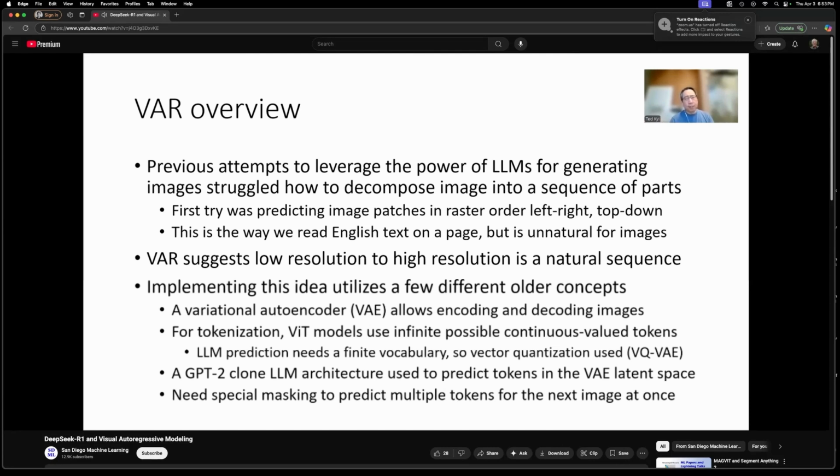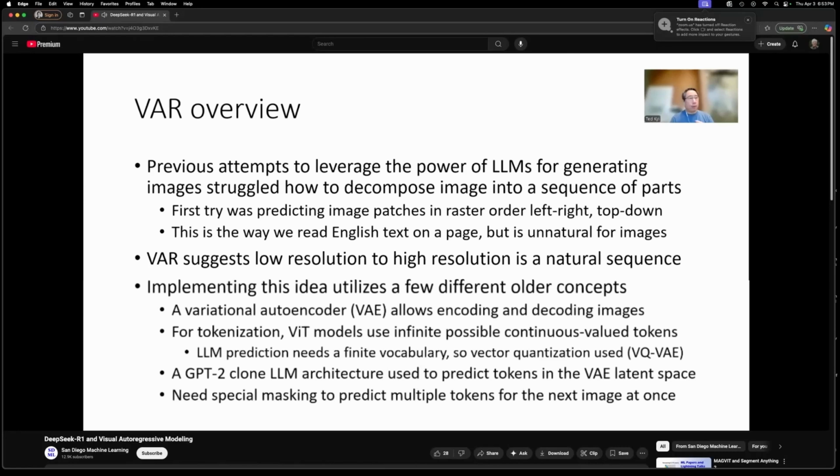So this seems like a really nice natural sequence. But as we'll see, that as a high level brushstroke, that's fine. But then how do you actually do this? How do you pull this off? So when we go through this, we're going to look at a number of different concepts. These are older concepts that are used in order to build this.